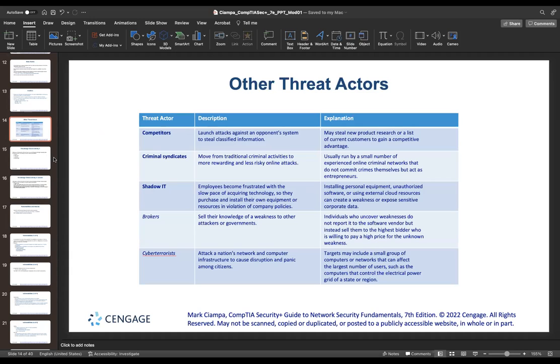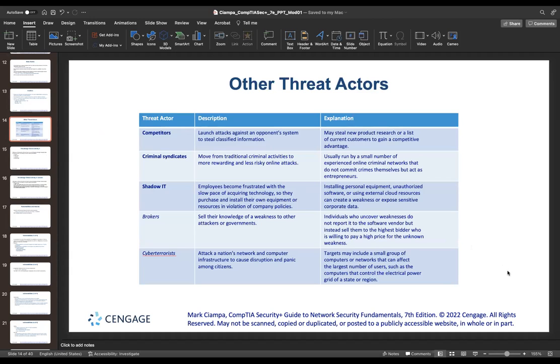Okay. So let's quickly look at the other attacks. The threat actor could be a competitor, right? To steal new product, research, a list of current customers, or gain any kind of competitive edge over the current company. Criminal syndicates, they are usually run by a small number of experienced online criminal networks that do not commit crimes themselves, but act as the entrepreneurs.